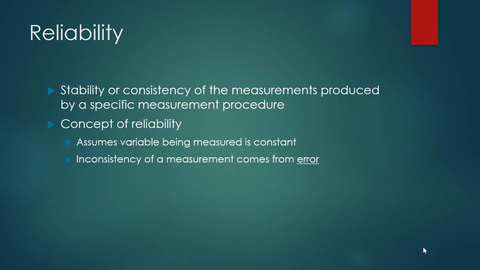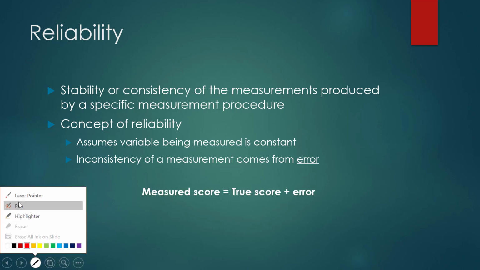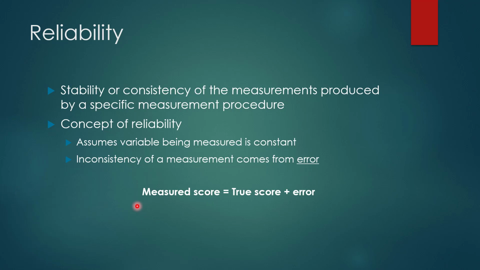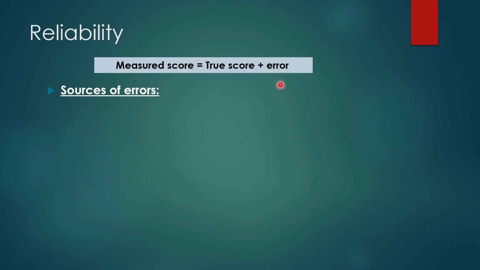So when we're talking about reliability, it's important to keep that in mind, because the measured score is really the true score plus any error. And so the idea is, how much error does that measurement have? If it has too much error, it becomes an unreliable measurement. So now we want to talk about what these potential sources of error could be.